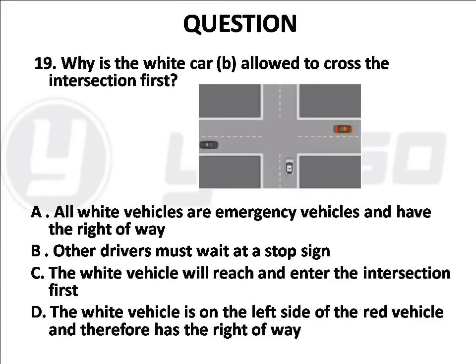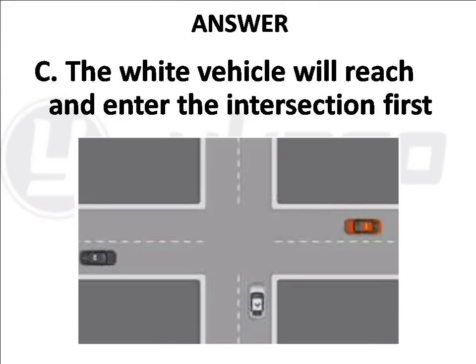Question number 19. Why is the white car B allowed to cross the intersection first? Options are A. All white vehicles are emergency vehicles and have the right of way. B. Other drivers must wait at a stop sign. C. The white vehicle will reach and enter the intersection first. D. The white vehicle is on the left side of the red vehicle and therefore has the right of way. Answer is option C. The white vehicle will reach and enter the intersection first.